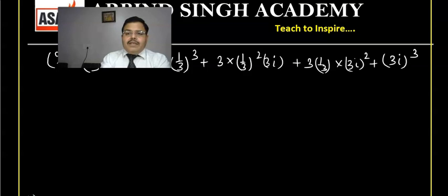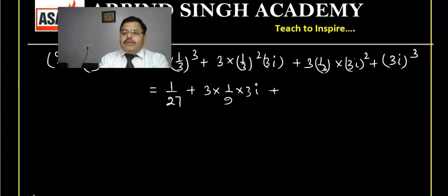So (1/3)^3 is nothing else but 1/27, and this is plus 3 into 3, 9, and (1/3)^2 is 1/9. So what is left here? Here is only i left, because 1/9 and 1/9 will be cancelled. Let me write step by step. So this is 3 into 1/9 into 3i. So 3 into 3, 9, 9 cancel. Only i will be left here. Then 3 into 1/3 into 9i^2, plus 27i^3.